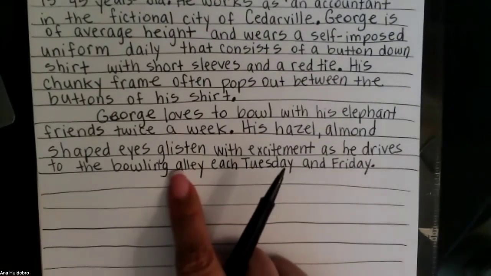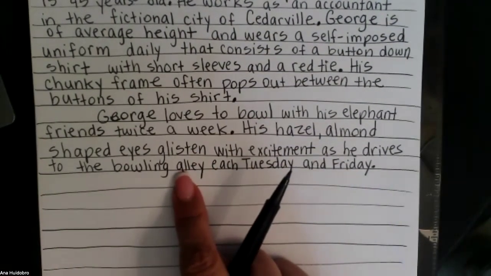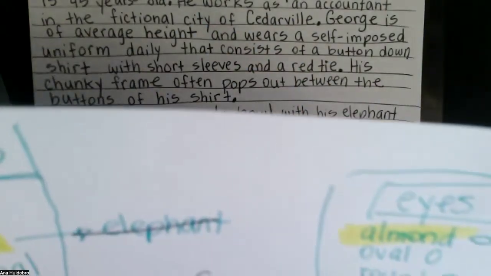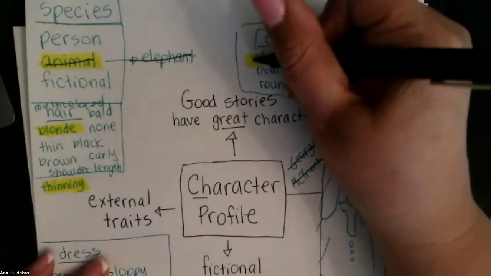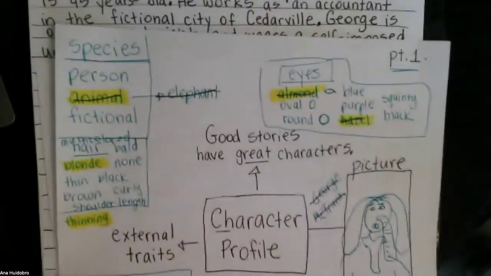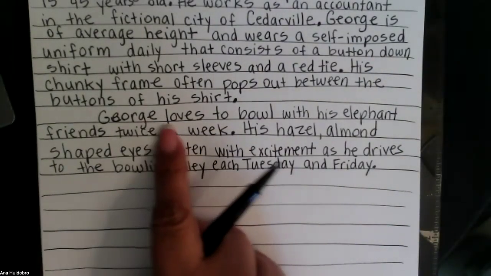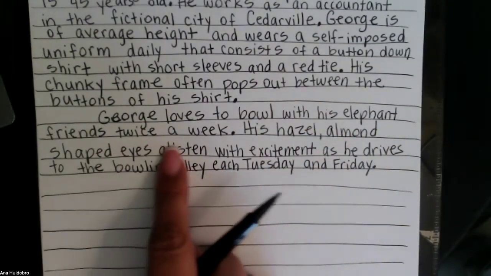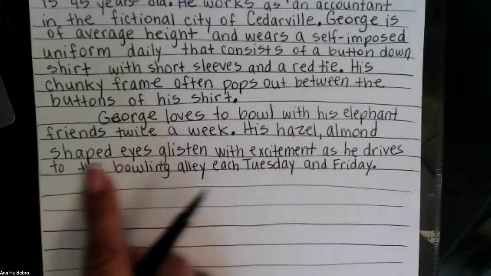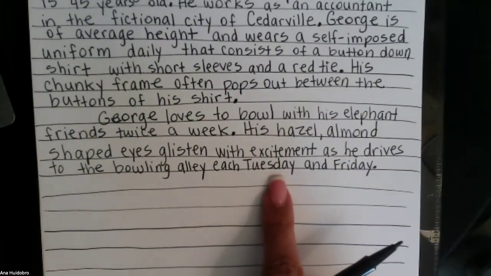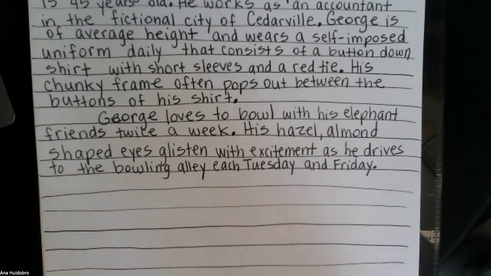I'm describing it, but I've linked it with bowling. Okay, so I've linked it. So I'm going to go back here, and here are his hazel eyes. Okay, and I didn't really talk about his hair yet, but that's okay. And that's about it. So George loves to bowl with his elephant friends twice a week. His hazel almond-shaped eyes glisten with excitement as he drives to the bowling alley each Tuesday and Friday.